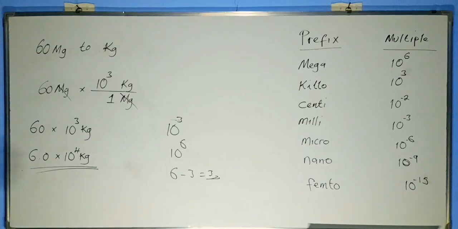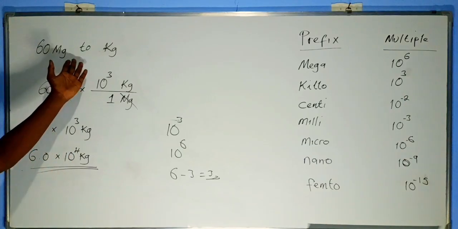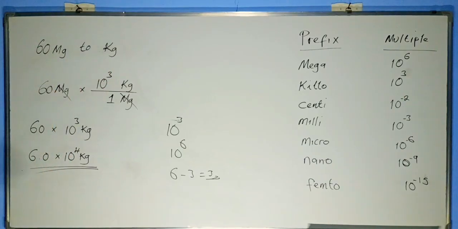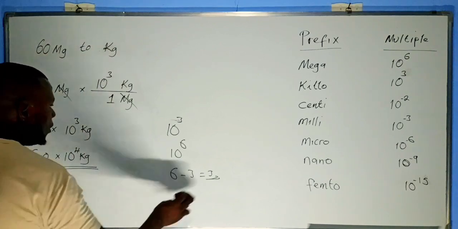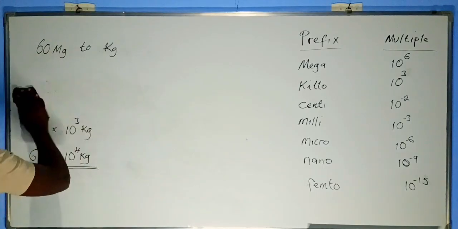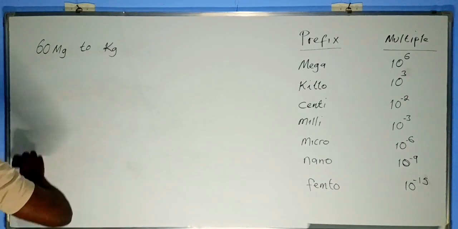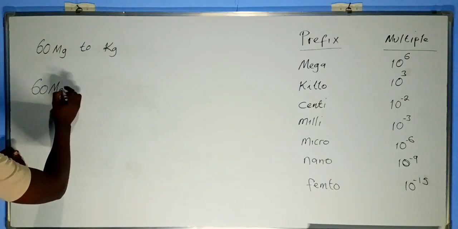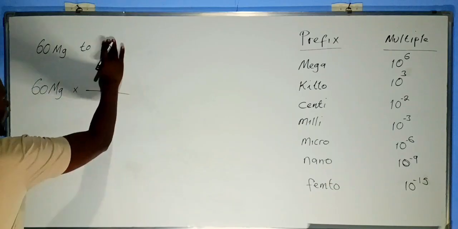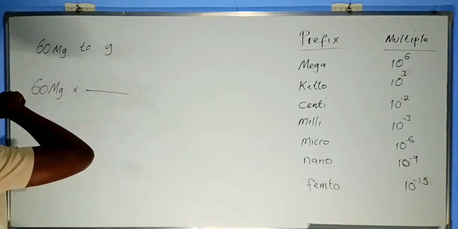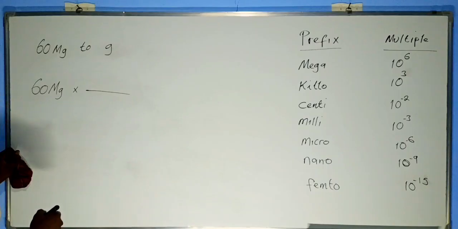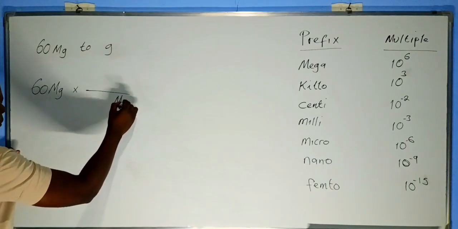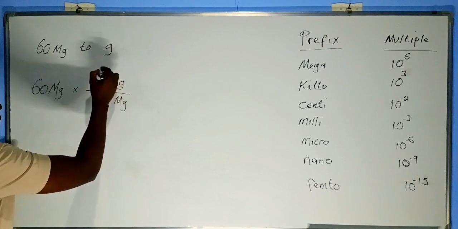Now, you may be wondering, what if we were changing from 60 megagrams to grams instead of kilograms? Let's try to do that so that I show you the prefix we're going to use for grams. So this is how it is done. We'll have 60 multiplied by, here we are saying we are now changing it to grams instead of kilograms. So 60 will have our mg here, and we'll have our grams on top there.